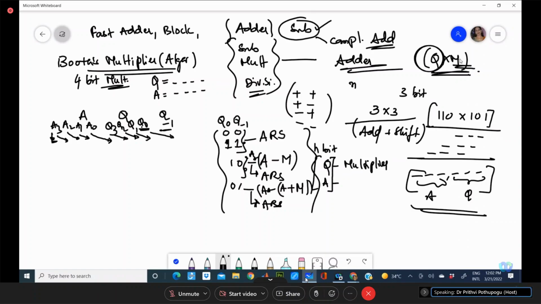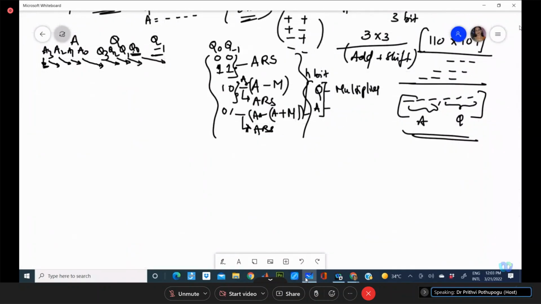Verbal description is understood, or should I give some flow chart sort of thing? You need a flow chart, or you understood this? Yeah, any answer? Yes. Ma'am, can you please give a flow chart? One second, then I'll do one thing.